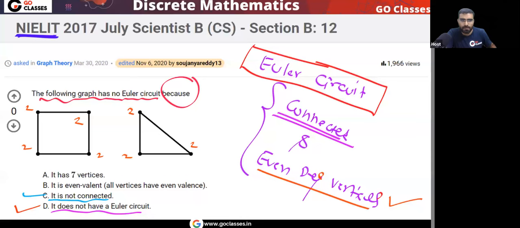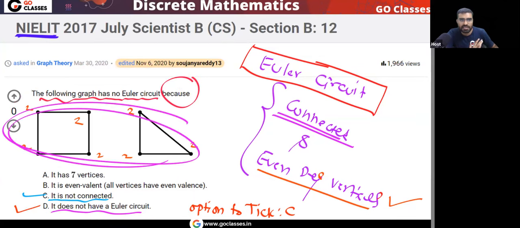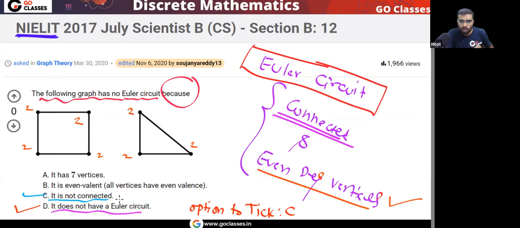Which option will you take? You will take option C. Is this clear? The question maker is actually thinking option C. This is my guess. If I can read the question maker's mind, then I'm sure the question maker is thinking option C. If you are attempting this exam, then this option you can tick. But anyway, option C, comma D, both are correct. Is this clear?